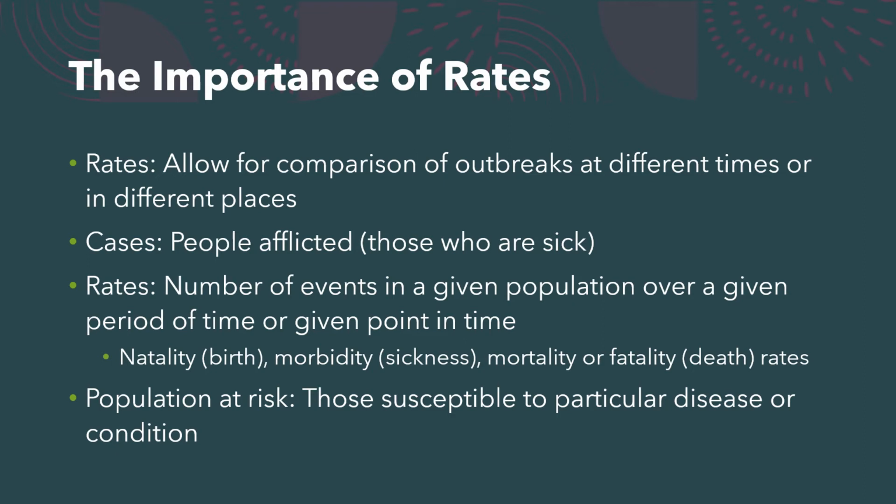So when we calculate a rate, we look at cases. So for example, people who are sick with a disease or have a particular health issue. And we look at the population at risk, the number of people who are susceptible to particular diseases or conditions. And then the rate is the number of events in a given population over a given period of time. Right? So time is another important component of rate. Typically, when we talk about a rate, we talk about it on an annual basis so that we can compare equally one year to another year. But time is a component. It's important to remember that, even if it's not explicitly stated.